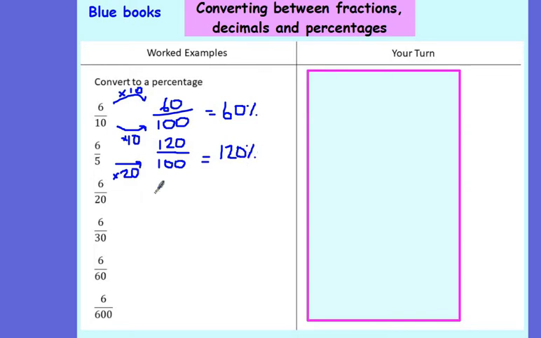For the next one, I've got 6 out of 20. Again, I want to put it over 100. I've multiplied by 5 this time. 6 times 5 gives me 30. So I'm looking at 30%.